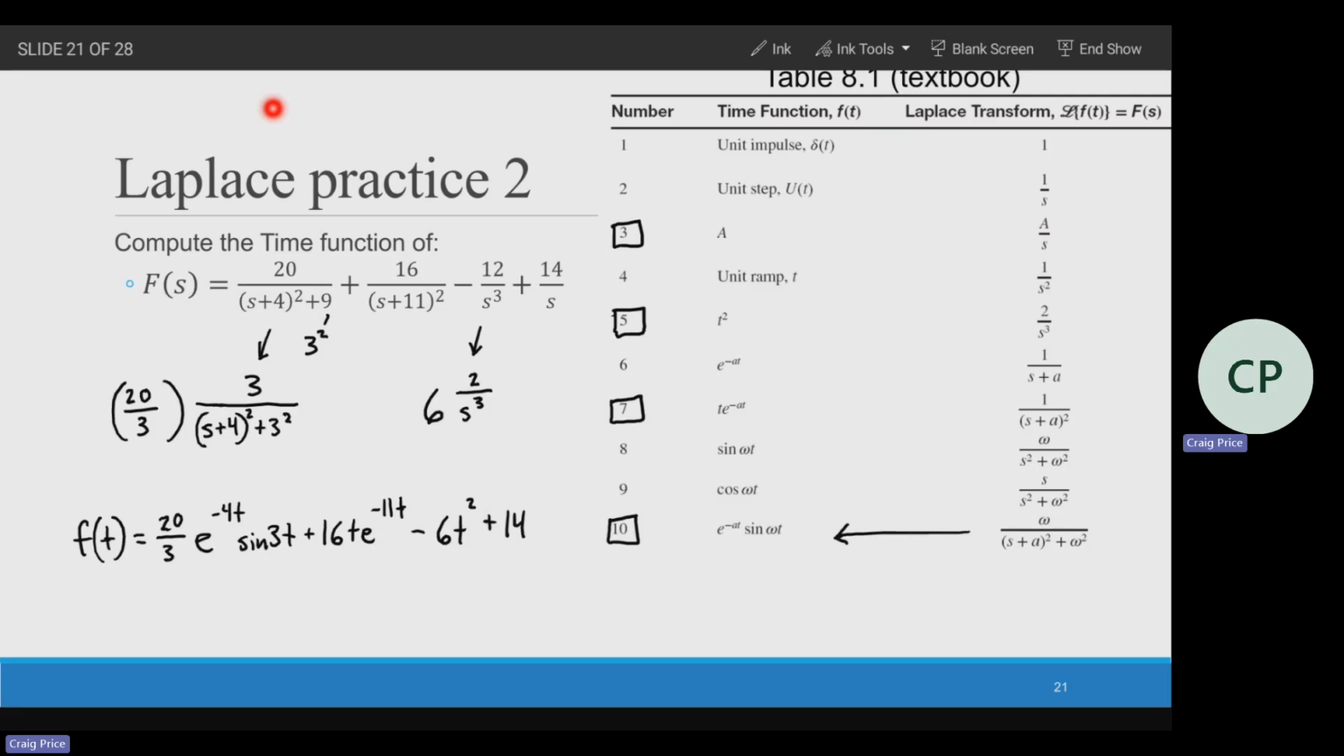Sometimes I have a constant above. A lot of these are ones, but if they have a constant, that's where I want to be careful with that constant. Yes, it's got an omega right there. Other questions? Okay.